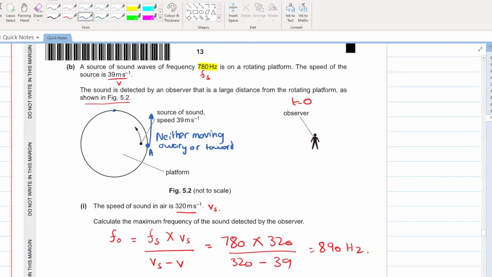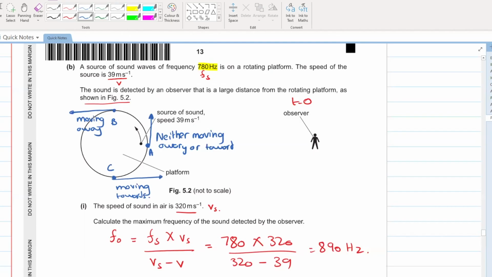Let's analyze option B. This is, let's say, position B. In position B, the sound is what? Moving away. In position B, the sound is moving away. And let's analyze position C. In position C, the sound is moving towards the observer. Are all three positions clear to you?